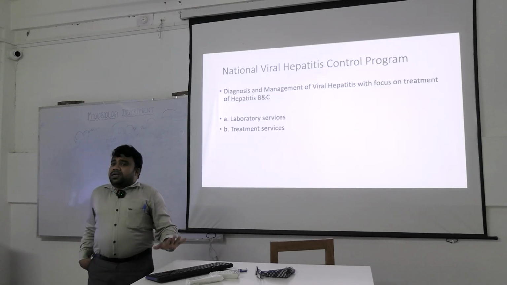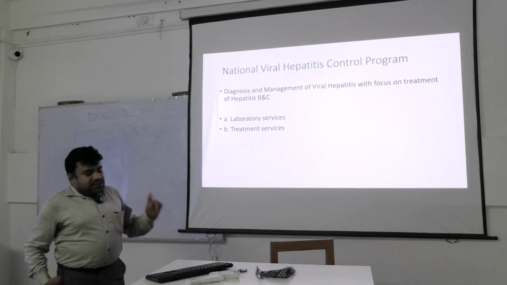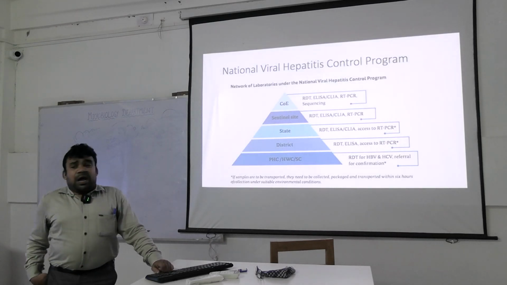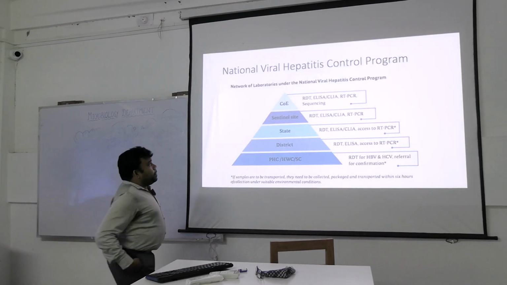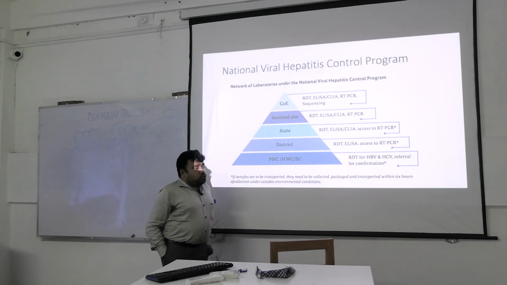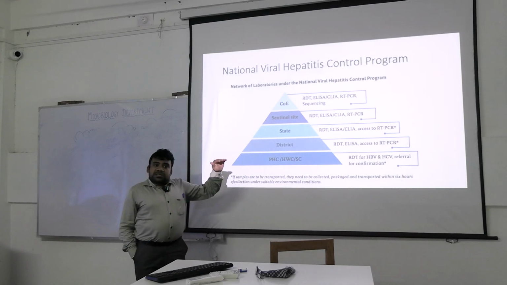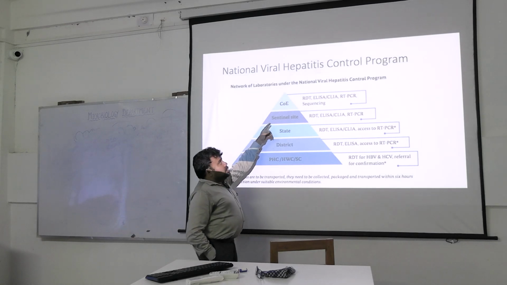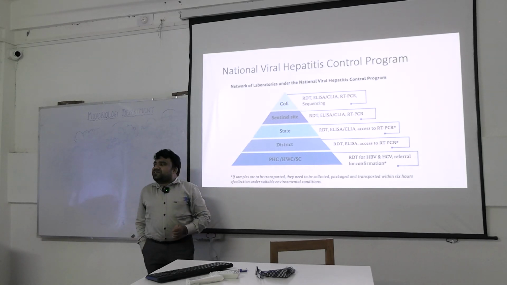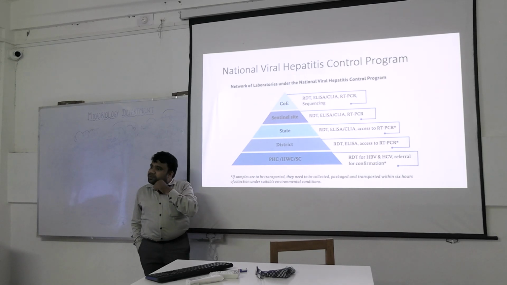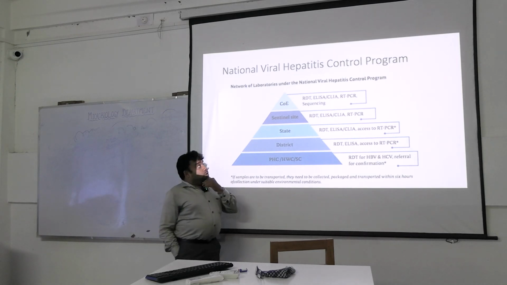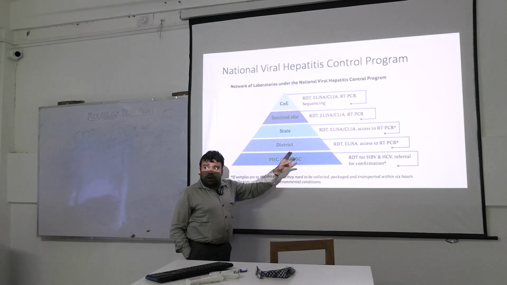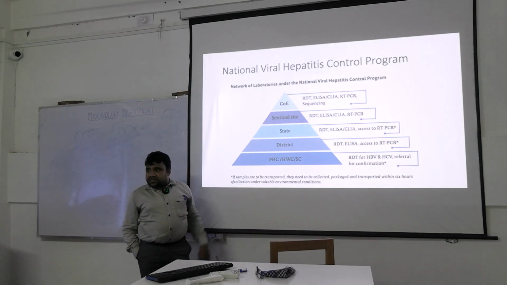Now this program targets mainly two parts. One is the laboratory services and the other is the treatment services. Now coming to the laboratory services, the program says that laboratory services should be provided at all spectrum of the country. If you look at this pyramid, COE means Center of Excellence, for example, tertiary medical colleges. So we can have the rapid diagnostic test, ELISA, PCR, molecular, all tests available at the Center of Excellence.